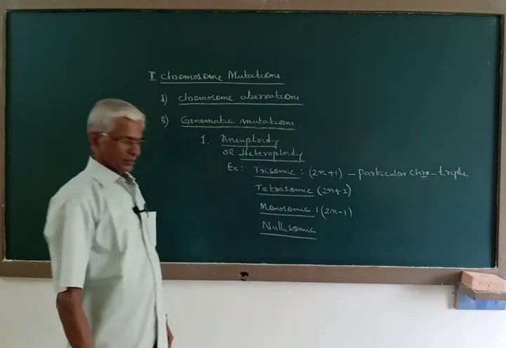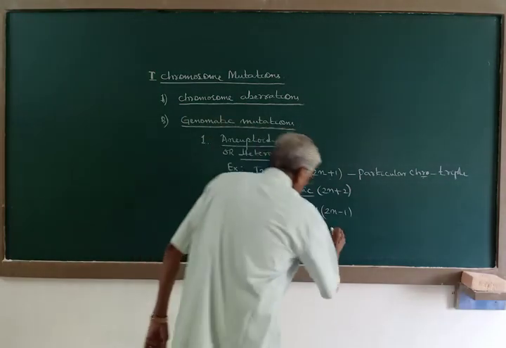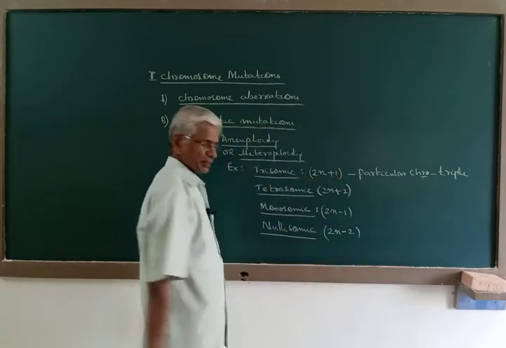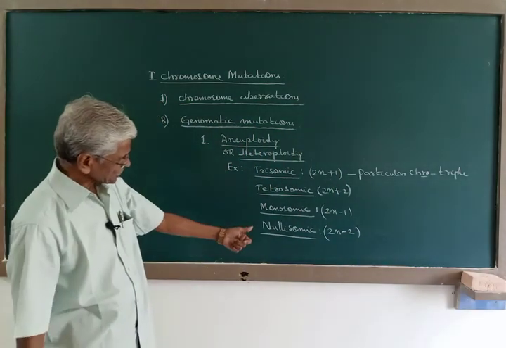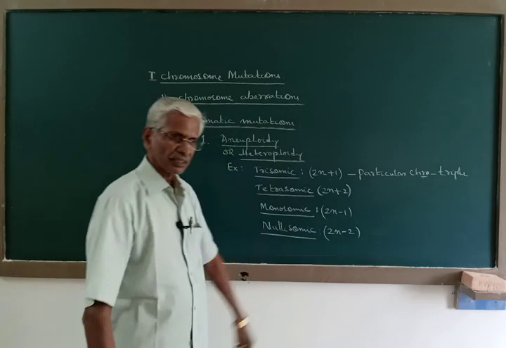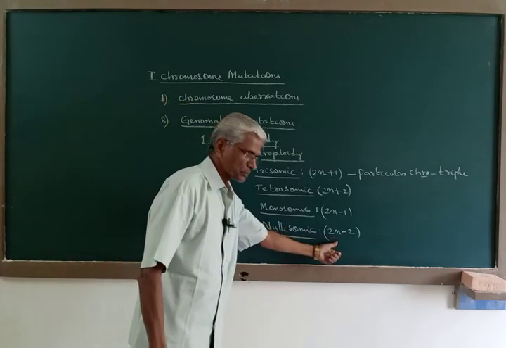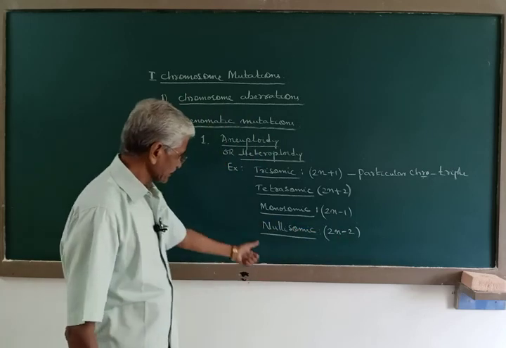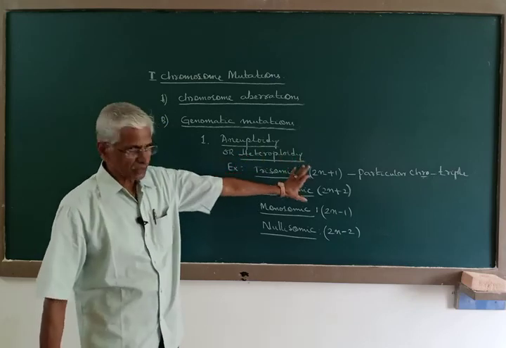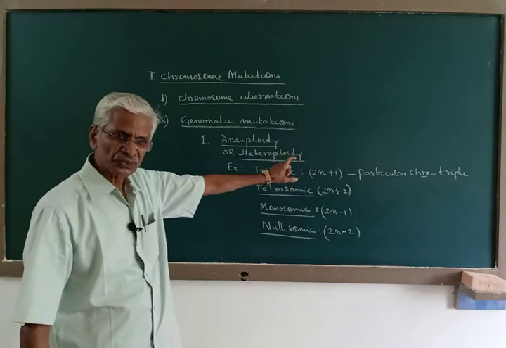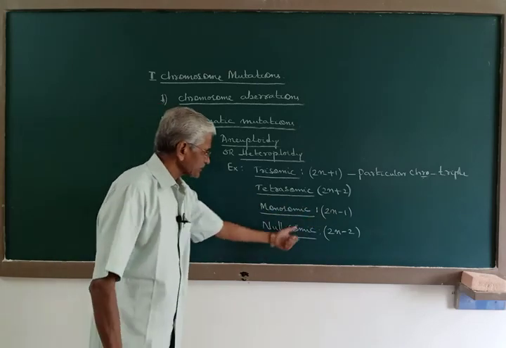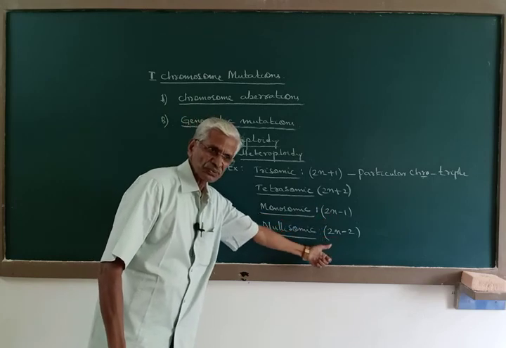Nullisomic is where both the chromosomes from a pair are lost. That is 2n minus 2. Both the chromosomes from a pair are totally absent, lacking. So this is called nullisomic. In the first two cases, there will be addition of one or two extra chromosomes, and here there will be loss of one or two chromosomes.